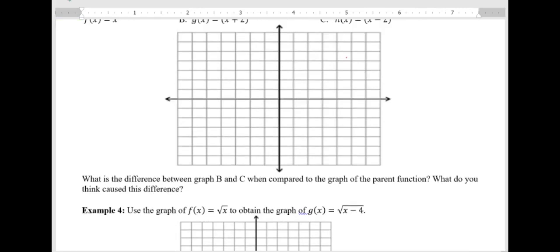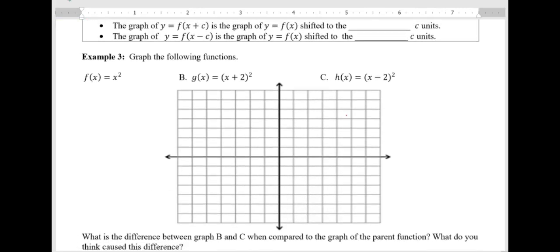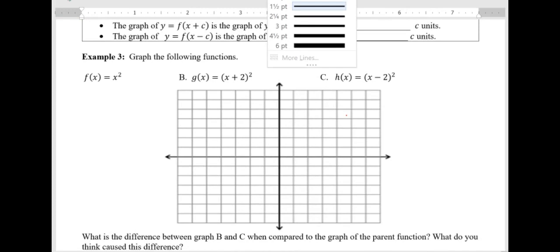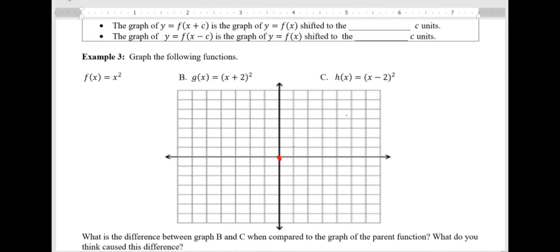So let me graph the parent function first. So here I'm going to have the parent function. This is a parabola. This is letter A for the parent function. And then in green, I'm going to graph letter B, which has a plus 2. And from what we saw in the Desmos calculator, the graph actually shifted over 2 units. So my graph will now be shifted 2 units. So that's our B.